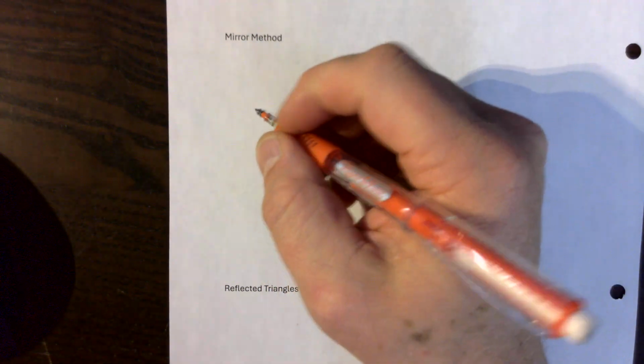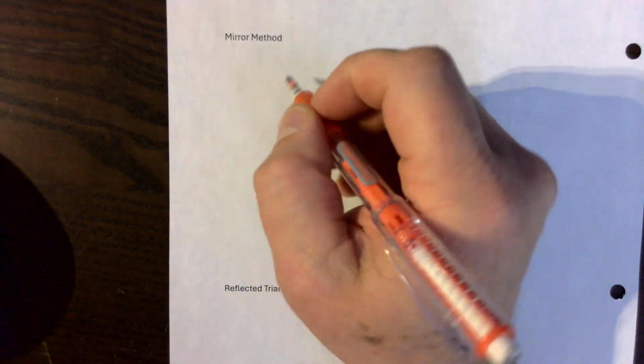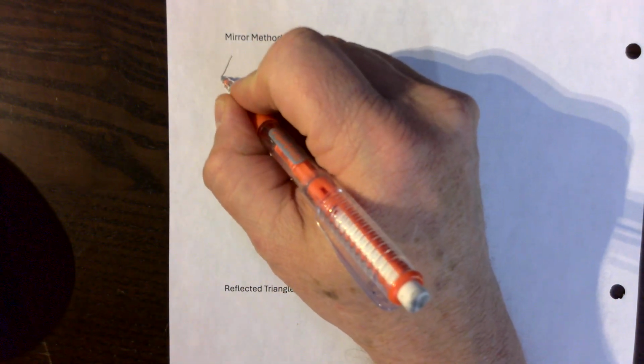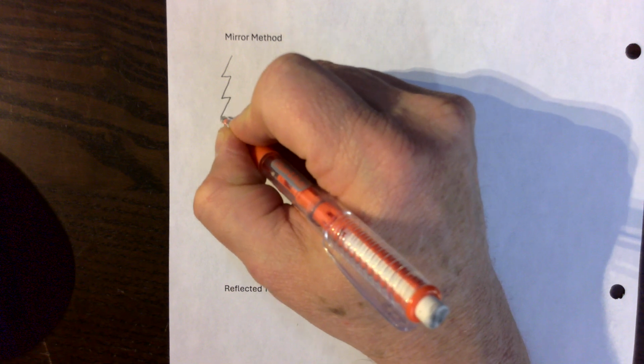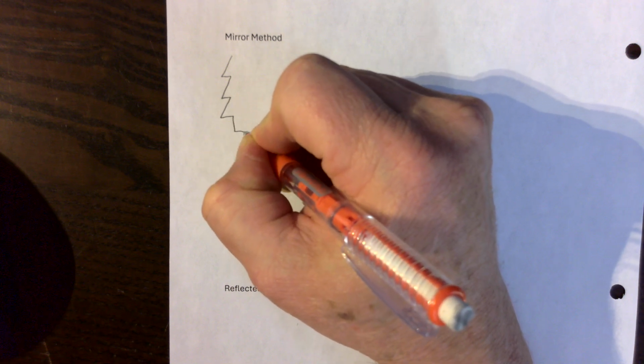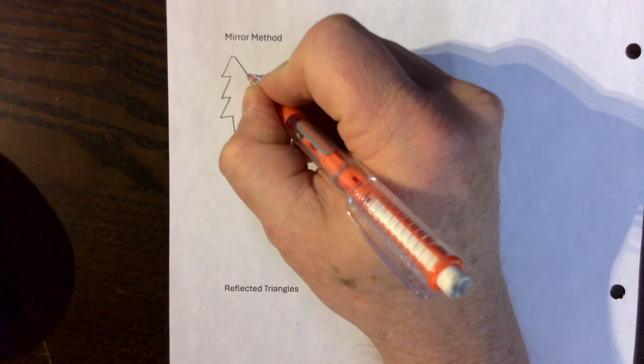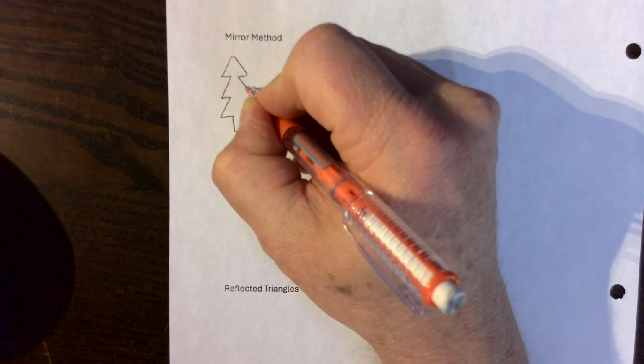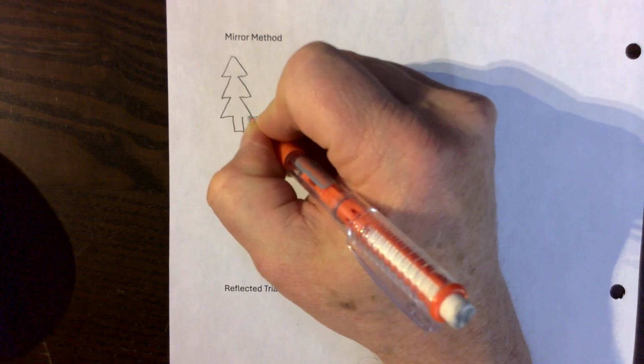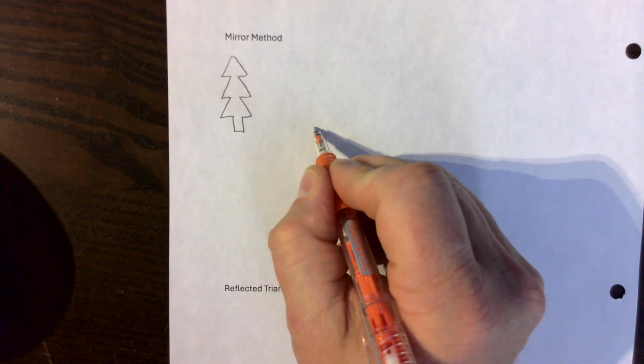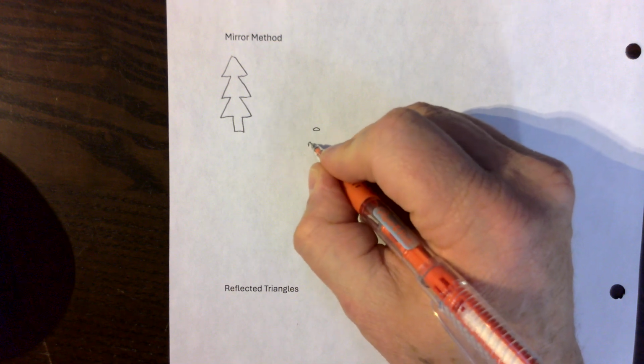Alright, this is part 2 of lesson 2.3, using indirect measurement. Now we're going to take a look at the mirror method. So once again, let's say we are trying to find the height of a tree. But instead of using a shadow, we're going to place a mirror. That's our mirror.